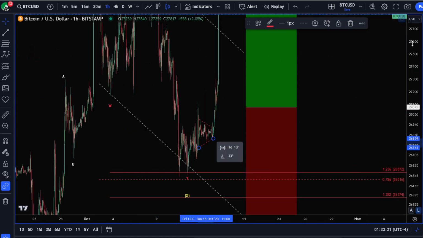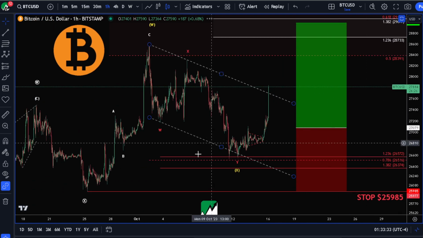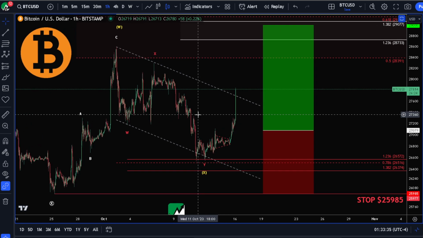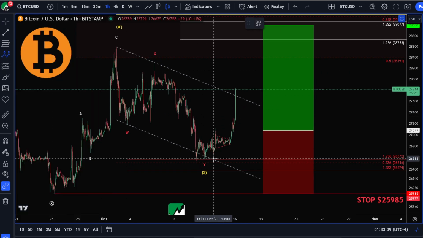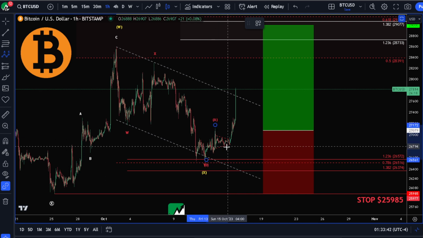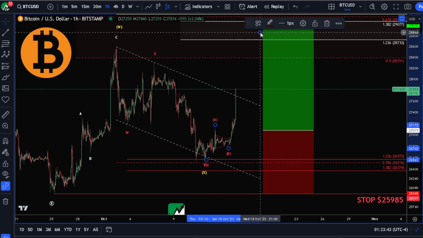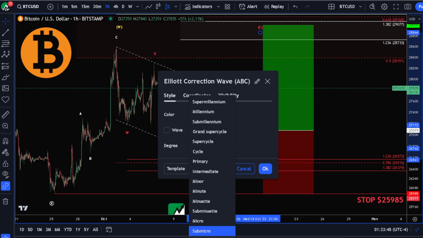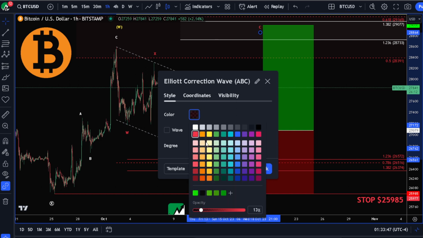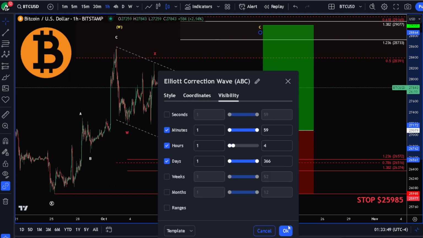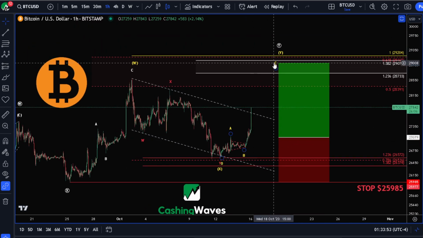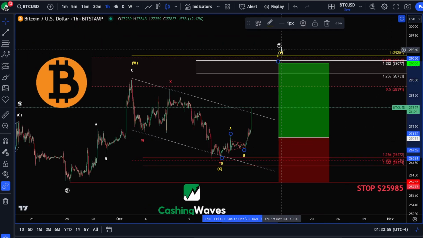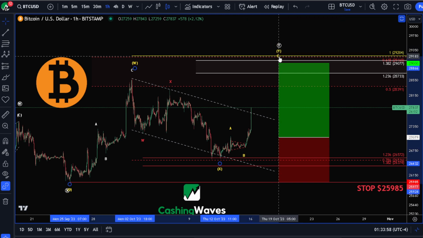Go back to the hourly. So it looks like we have a three-wave A, our B, and making 5 waves up here for our C wave on the micro. That's what I have currently as the most likely scenario for us to get up here.